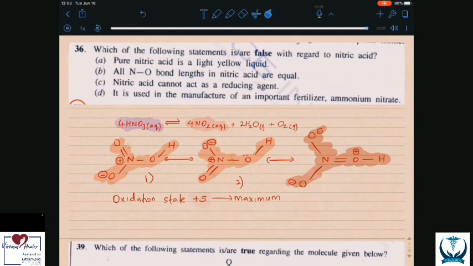Considering that, we can say that these two bonds will be equal in length, but the third bond would not be equal in length to the other two.